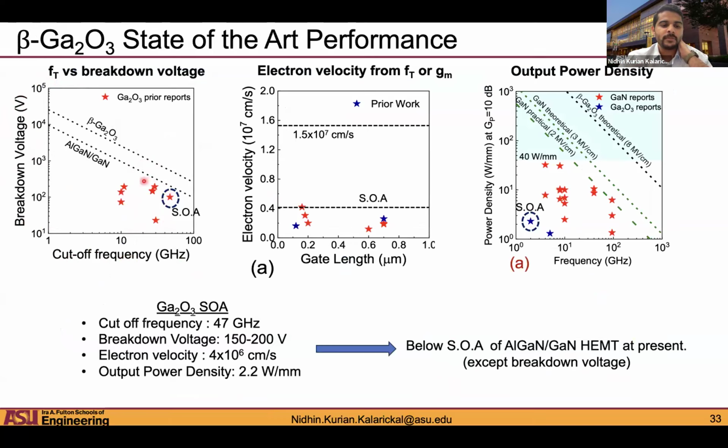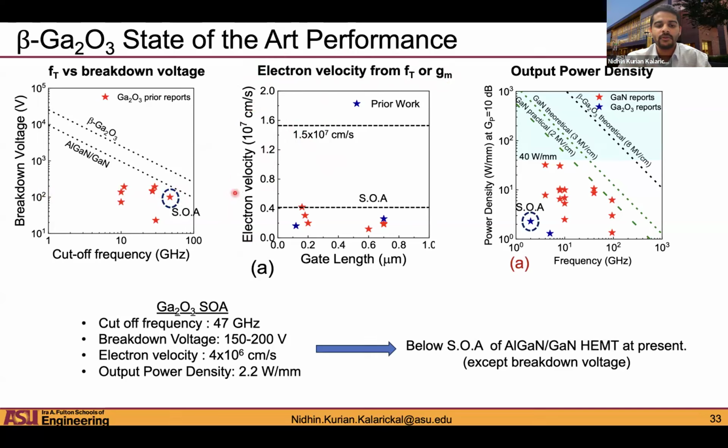The breakdown voltages are already pretty good, right? So most of the reports are above 100 volts. As you would expect, gallium oxide is giving good breakdown performance, but frequency performance is kind of lagging. So that needs to be taken care of. And of course, the reason is you're not essentially getting the theoretical electron velocity from these gallium oxide transistors.